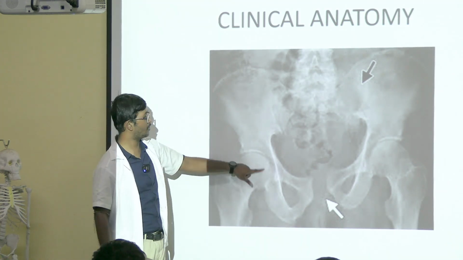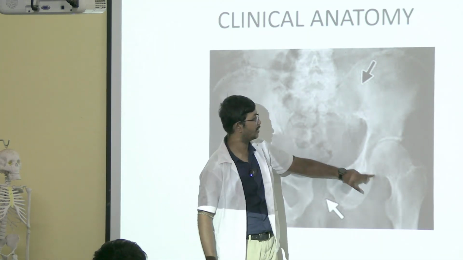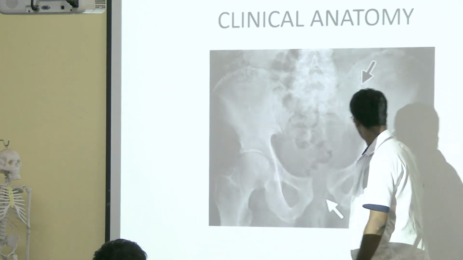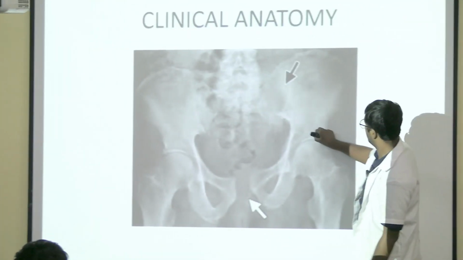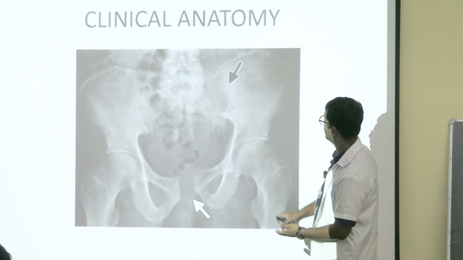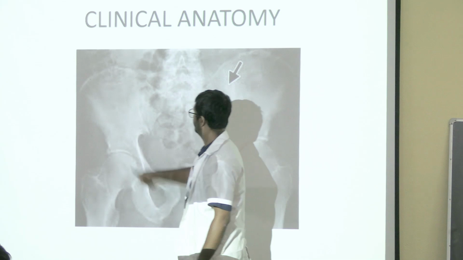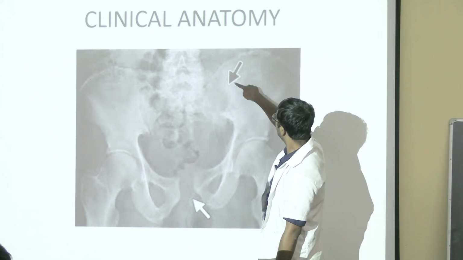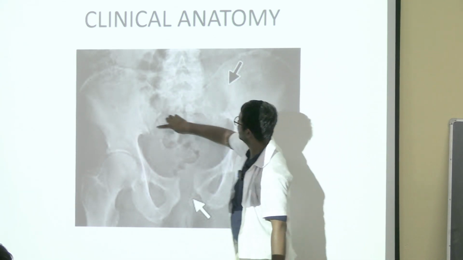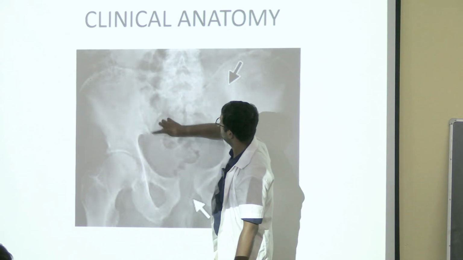This is your head of femur. Now, this part is your acetabulum. Here also your acetabulum. Now, here you can see the sacroiliac joint.